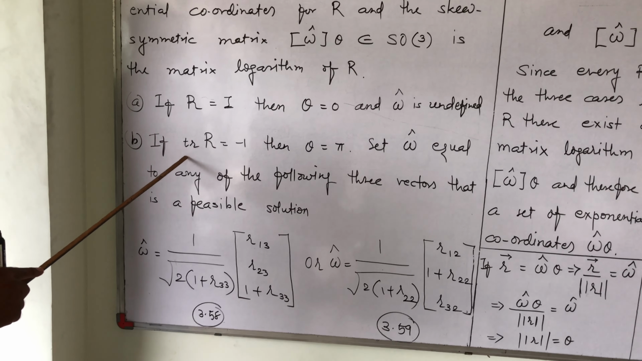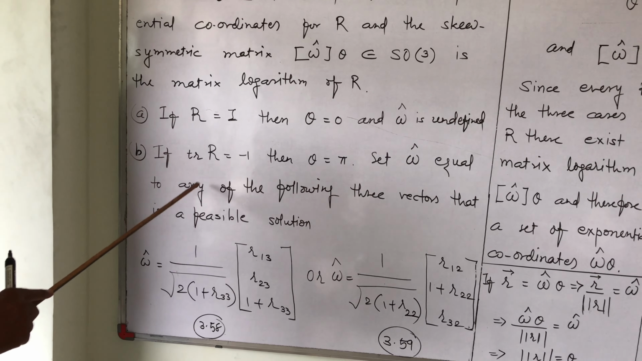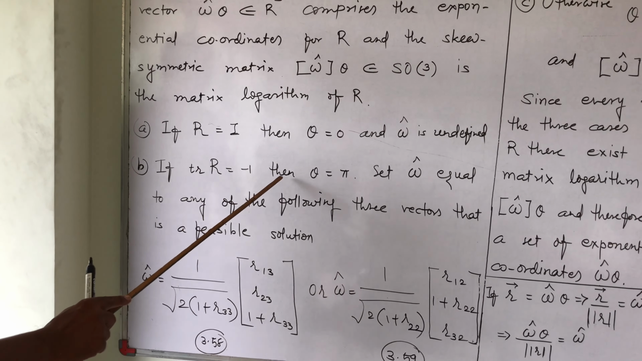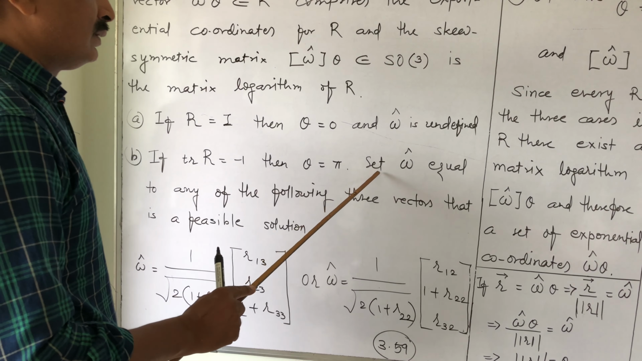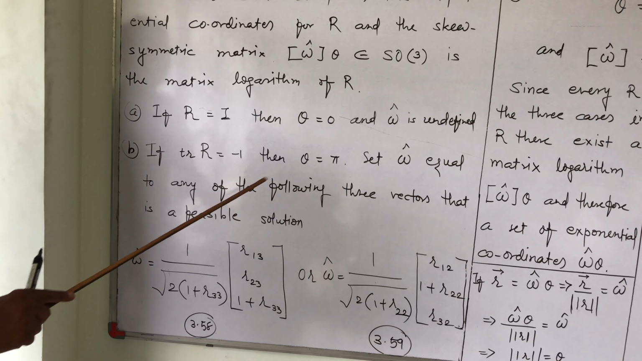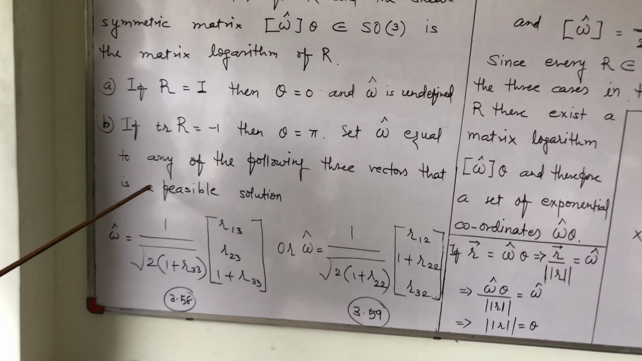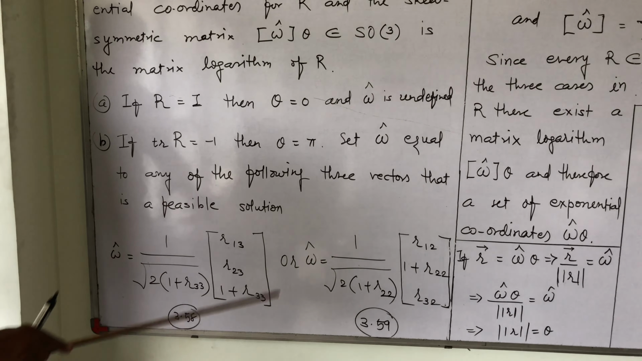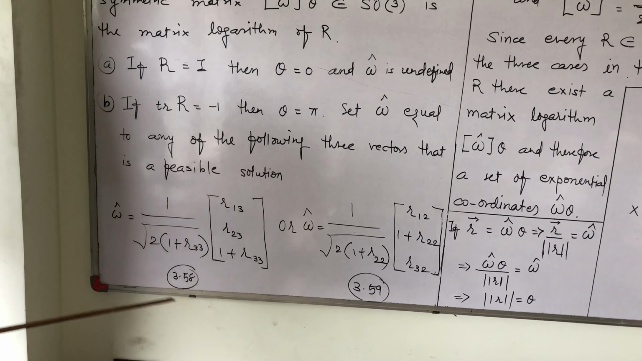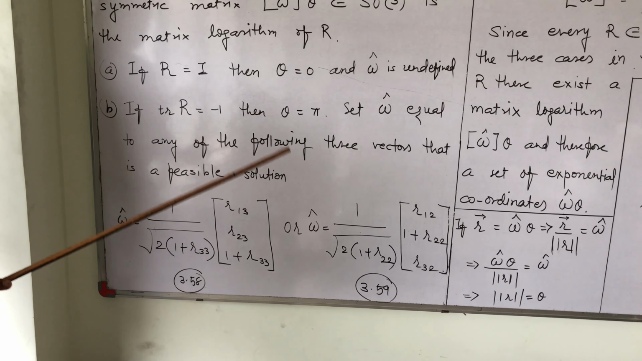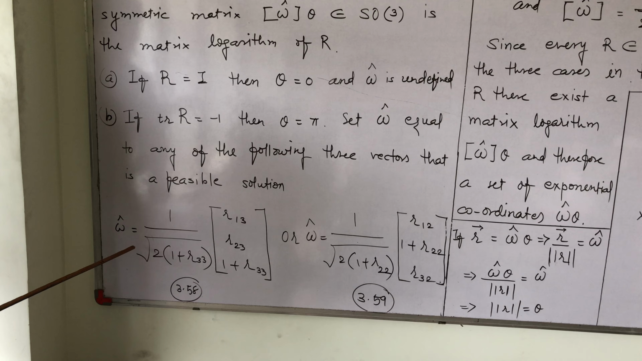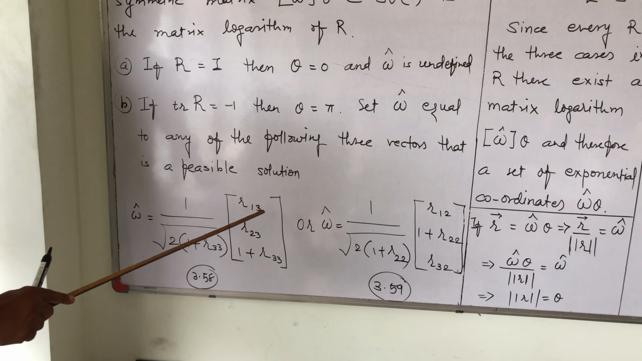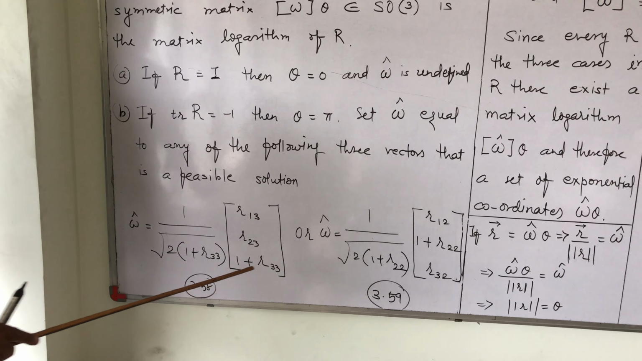B, if the trace of R, the sum of the diagonal elements of the rotation matrix, is -1, then theta equals pi. Then set omega cap equal to any of the following three vectors. That is a feasible solution. Here omega cap we have adjusted in a simple manner. You should watch our previous video before this. 1 upon root of 2 times (1 plus R33), column vector R13, R23, 1 plus R33.